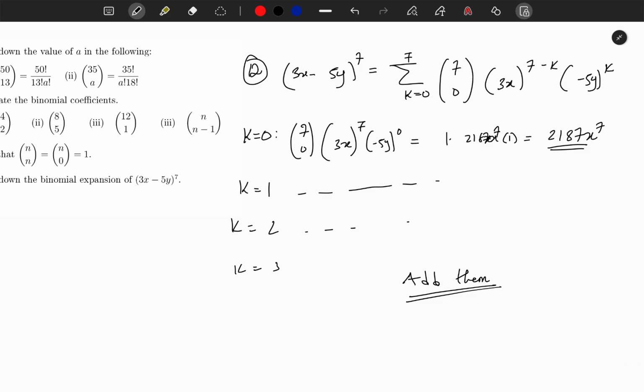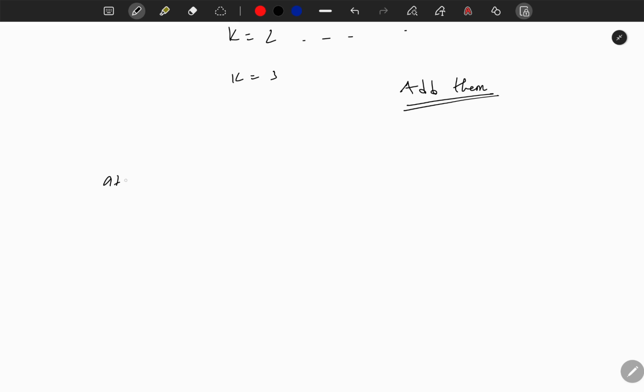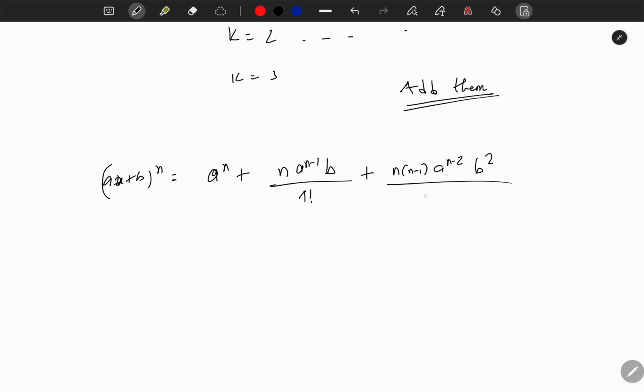If this is a tiresome procedure, you can actually use the other binomial theorem, where you expand the one that starts with, let's say, (ax plus b) to the power n, where we start with a to the n plus n times a to the n minus 1, then b, like that, plus n times n minus 1 a to the n minus 2, b squared, over 2, until you reach 7. It's fine, whichever, but I think the answer will be the same.